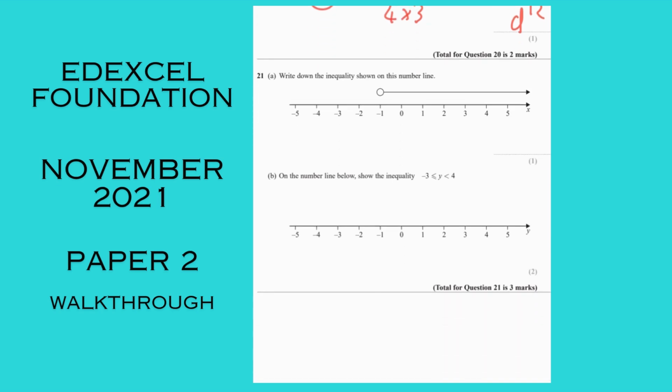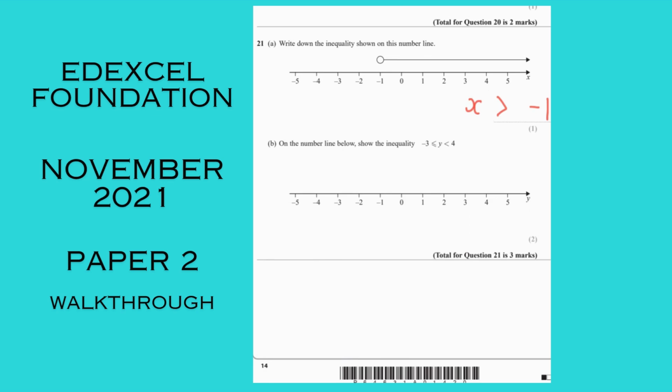Number 21. Inequalities. So it's on the -1. It's above -1. It's an open circle, so no need for an equals. That one is done. On B, put a circle on -3, a circle on 4, join them up. Doesn't matter about arrows. But notice there is an equal sign for the -3. So we need to fill it in because that requires a closed circle.